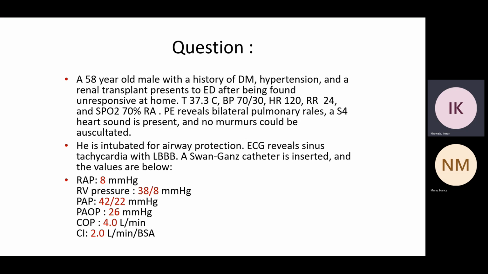No, it's not high, right? I mean, it's high, but it's still within the normal. What's the normal RV pressure? Yeah, 25, maybe up to 30, okay. Pulmonary artery pressure is high, occlusion pressure is high, and cardiac output is okay. Cardiac index.